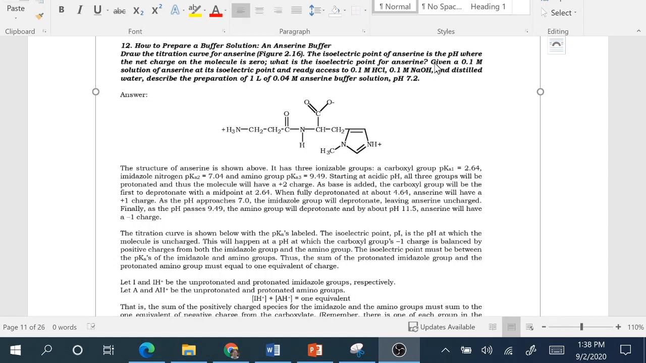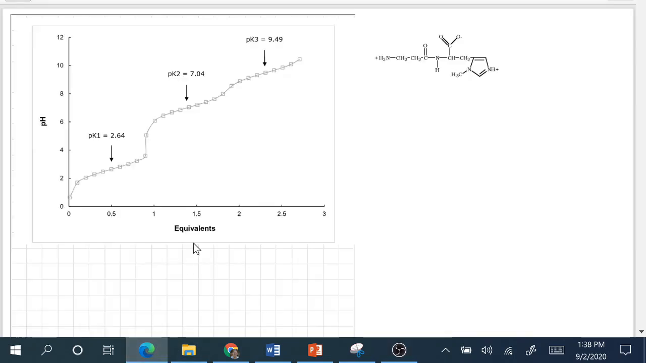And then the third part of this problem says, given a 0.1 molar solution of anserine stock at its isoelectric point, which is going to be the pH that we've calculated, and ready access to 0.1 molar HCl and 0.1 molar sodium hydroxide, and also distilled water, describe the preparation of 1 liter of 0.04 molar anserine buffer at pH 7.2. So we have a 3-step problem here. So let's look at what the titration curve looks like.